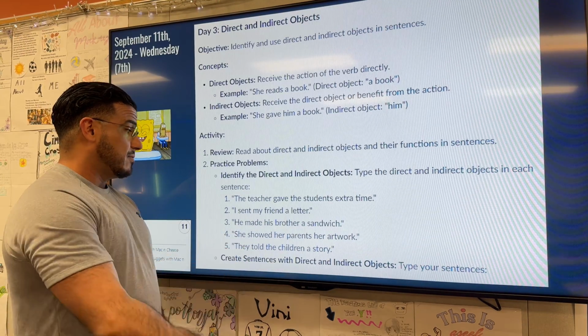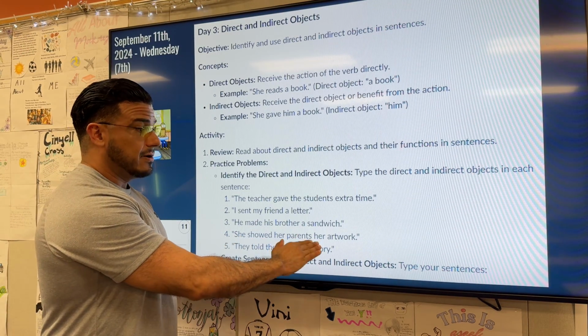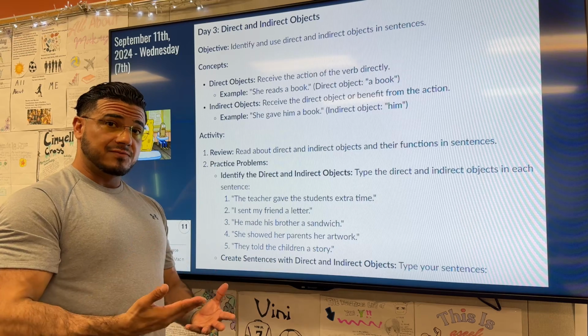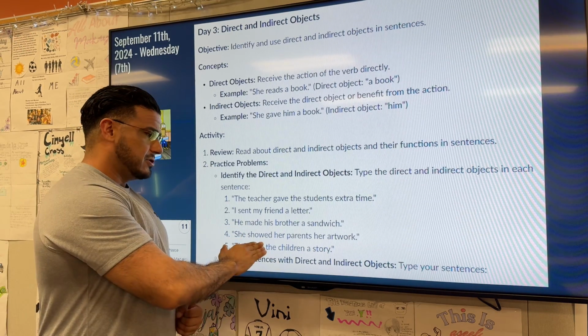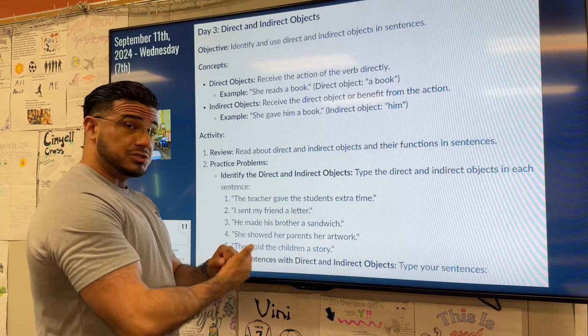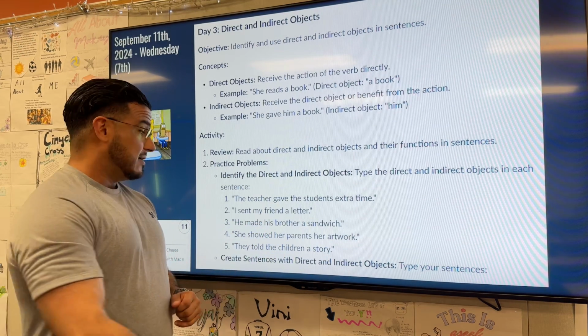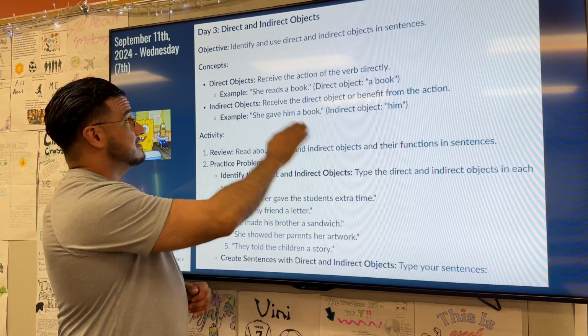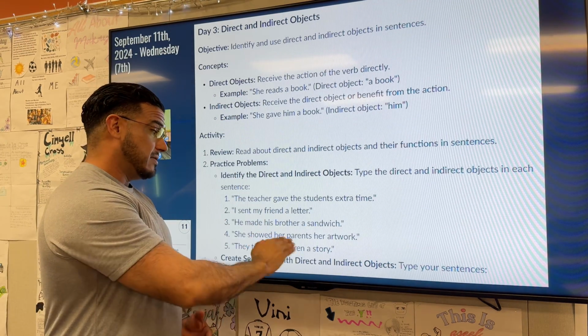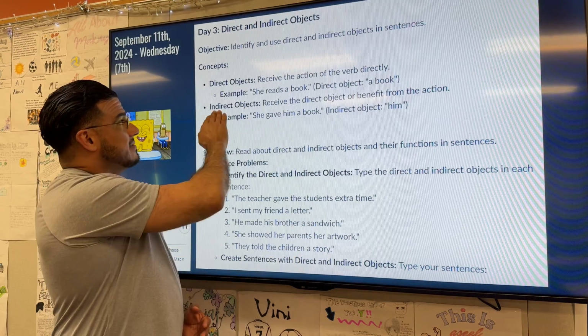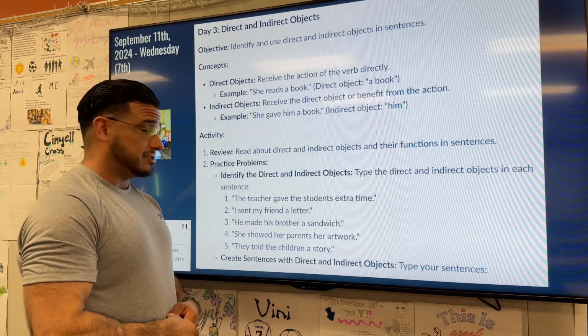Moving on to number 4, we have she showed her parents her artwork. Our subject for sentence 4, she. What did she do? What's our verb? Showed. What did she show? Did she show her parents? No, she did not. She showed her artwork, which is the direct object, but to whom did she show it to? It would be her parents, which makes them the indirect objects of that action.